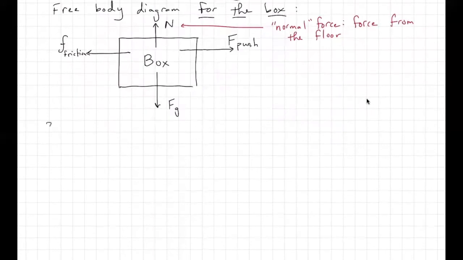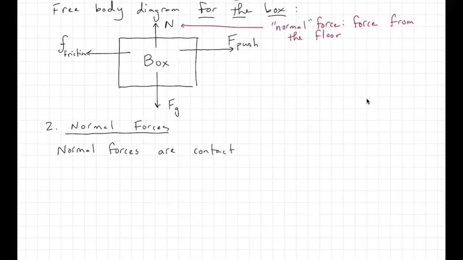A normal force is just a contact force. So normal forces are contact forces. And what is a contact force? A contact force is just a force that happens when two things are in contact with each other. So what does that mean? For example, in the box case above, the normal force there is the force from the floor on the box. And that only happens because the box and the floor are in contact with each other. The floor can't exert a force on the box unless the box is touching the floor.